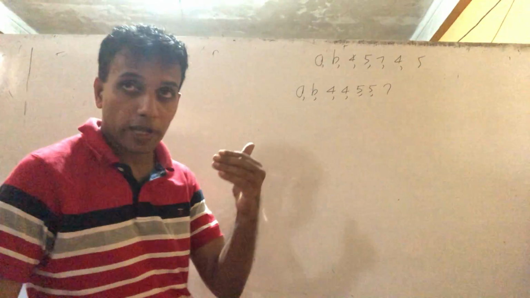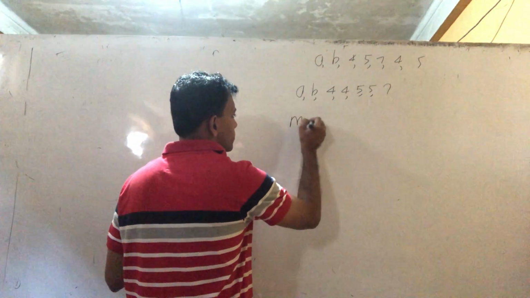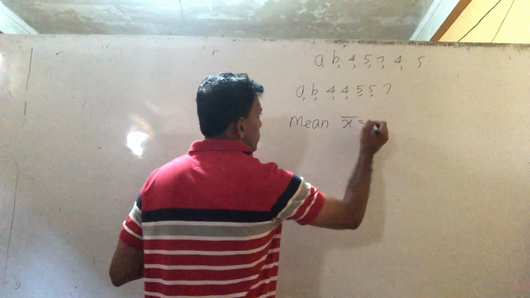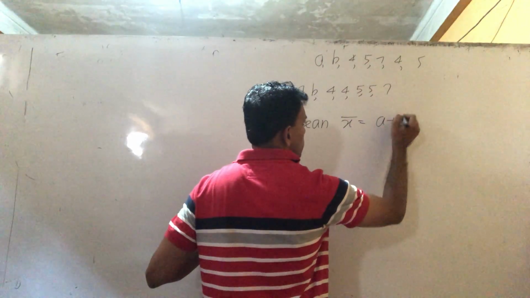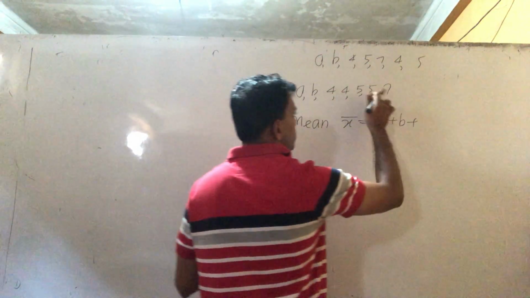Okay, take that knowledge. So what is the mean value? They say the mean, let's call it X bar. A plus B plus what? 8, 25.